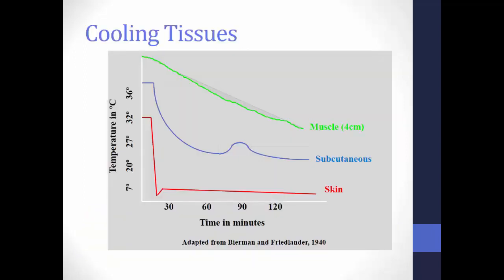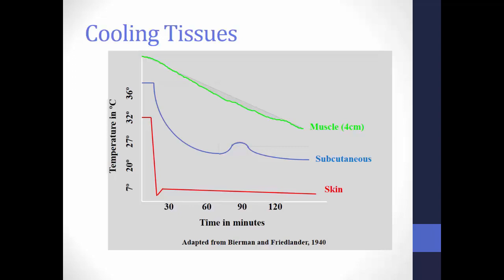This chart is a demonstration of the tissue temperature cooling which occurs over time. After 30 minutes, there is a significant decrease in skin tissue temperature, even subcutaneous temperature, and a mild decrease in temperature of the muscle at 4 centimeters.